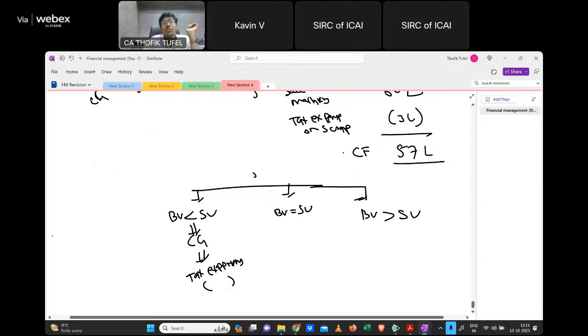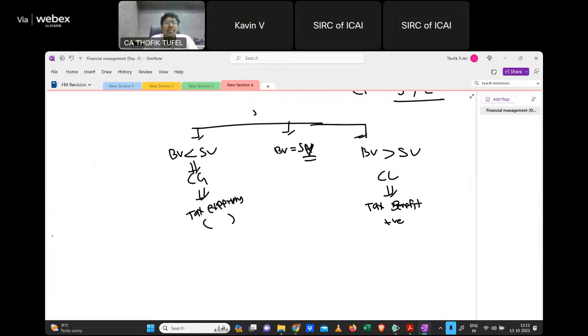If your book value is equal to salvage value, then nothing will be there. Directly, your inflow is equal to salvage value. If book value is more than salvage value, which means you will have a capital loss, this loss you can again set off with any other expense, correct? So you will have a tax benefit. So this will be an inflow.